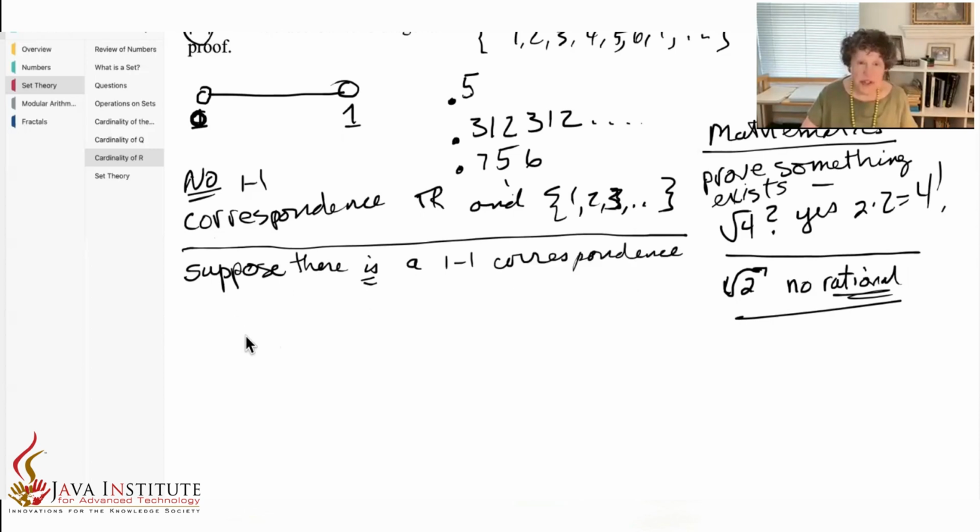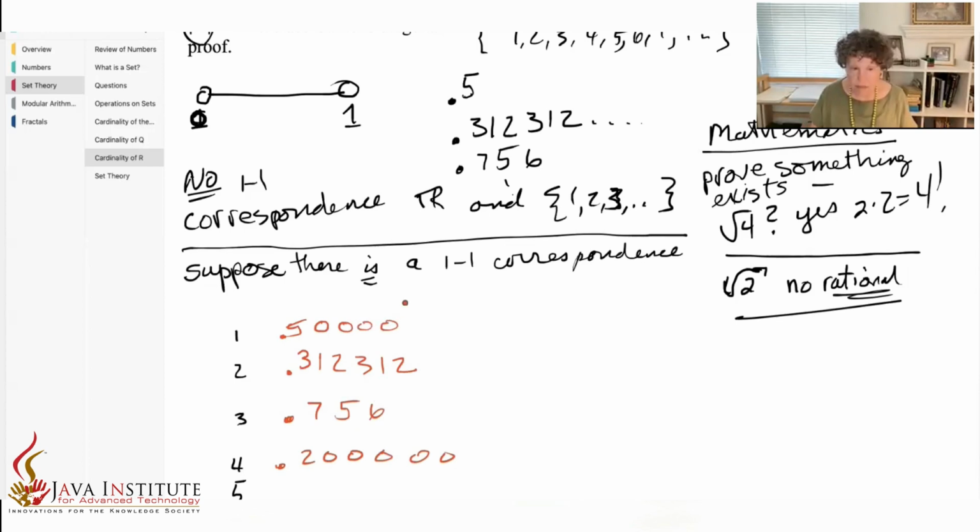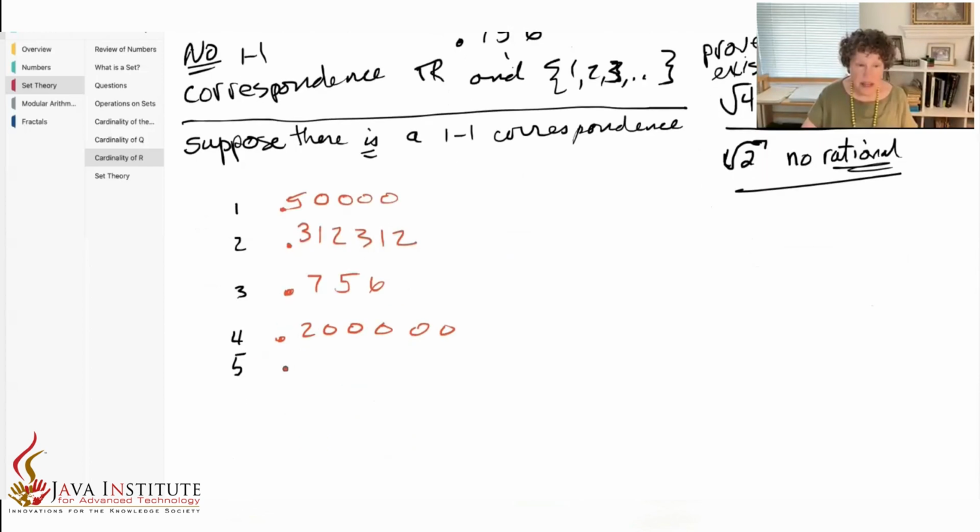Suppose there is one. So we have 1, 2, 3, 4, 5. And he said, I don't really care what those numbers are. Maybe they're 0.5, 0.312, maybe they're 0.756. Maybe they're 0.20. I'm going to put zeros forever. You'll see why in a minute. He says, somebody gave me this list. I don't know who made it up. One of you guys made it up, probably.